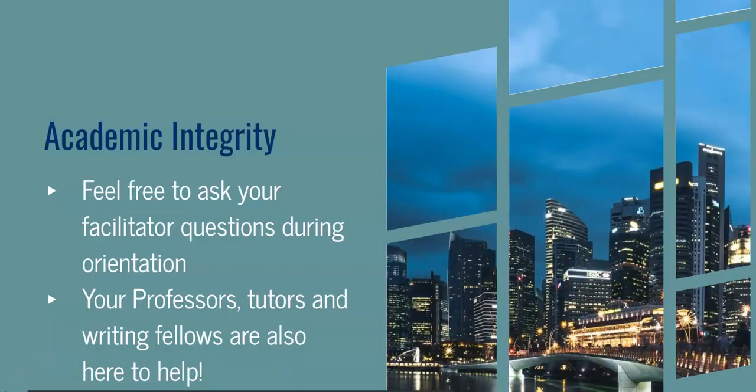So to recap, dedication to academic integrity is essential on your journey to earning a college degree. During orientation, you can ask your facilitator any questions you have about academic integrity. Tutors, the writing fellows, and your professors are also there to help. And as always, we encourage you to make use of existing resources to support you as you complete your academic work and move towards graduation.